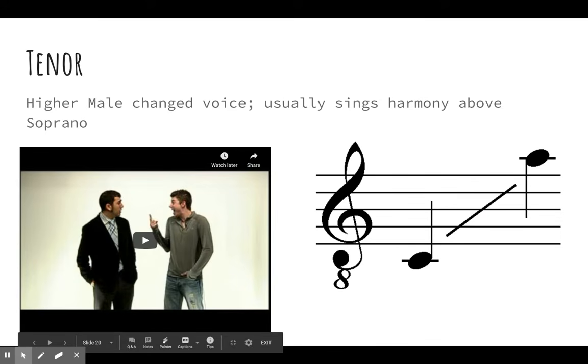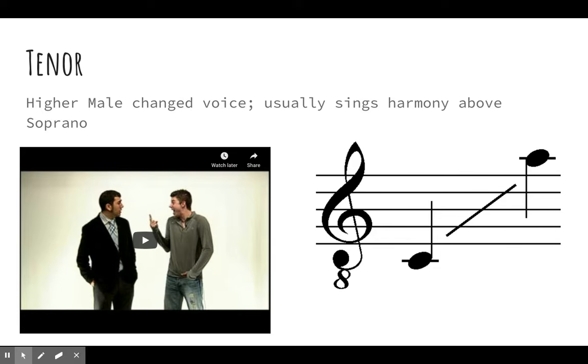All right, tenors. Tenors are changed voices that are male, and they're the highest of the two. They usually sing harmony just above that soprano line. Normally, what you would think you're singing soprano, that lead melody line, you're going to sing just a little bit above that as a tenor.